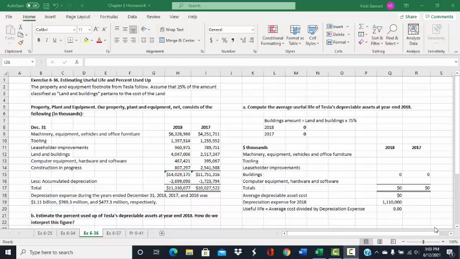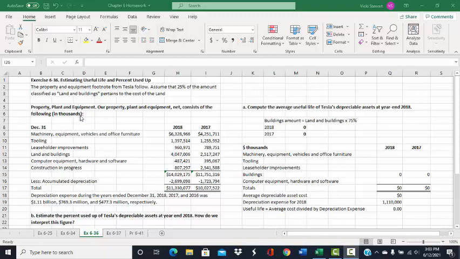This is a demonstration of exercise 636, estimating useful life and percent used up. The property and equipment footnote from Tesla follows. Assume that 25% of the amount classified as land and buildings pertains to the cost of the land.